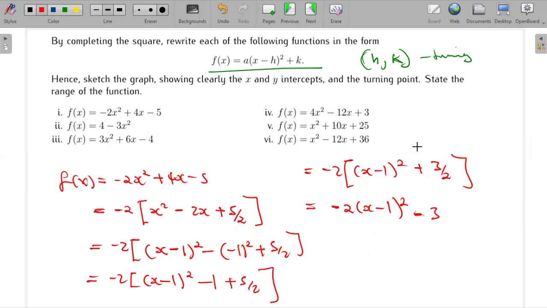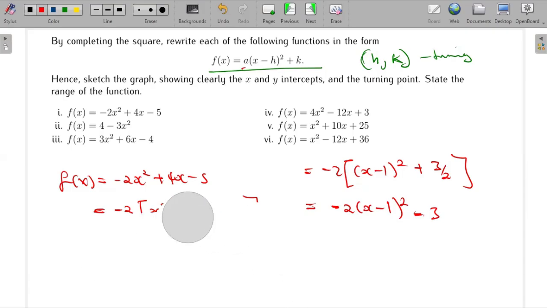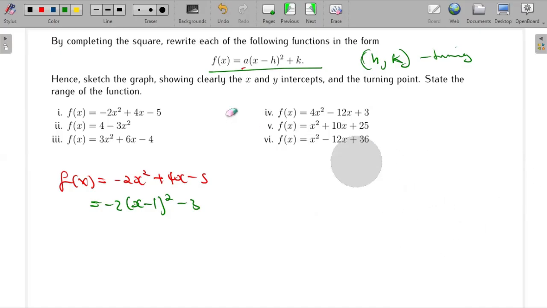And if you look at exactly what has been given, the form, you see you have your a there, which is our negative 2. You have your h there, which is your what? Your 1. And then you have your k there, which is what? Negative 3. Okay, so you've made sure that you've completed the square in that form. So what is next? I erase, and then let me just write the answer we found: negative 2, x minus 1 squared minus 3.